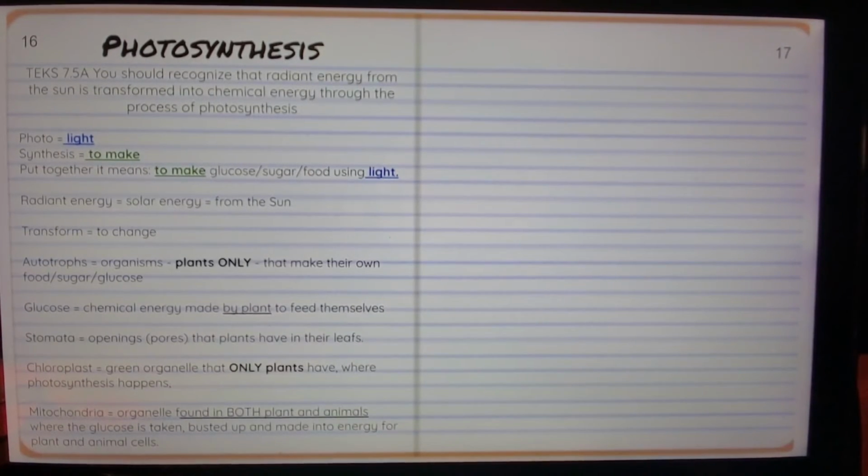And the last word is another familiar word, mitochondria. Now that organelle we do find in plant and in animal cells. And this is where ultimately the food you eat is broken down, taken to your cells, and then taken to the mitochondria in your cells and in the mitochondria of plants. And the glucose is busted apart, and then it is made into energy for your cells. So again, only plants make the energy, but both plants and animals use the energy.